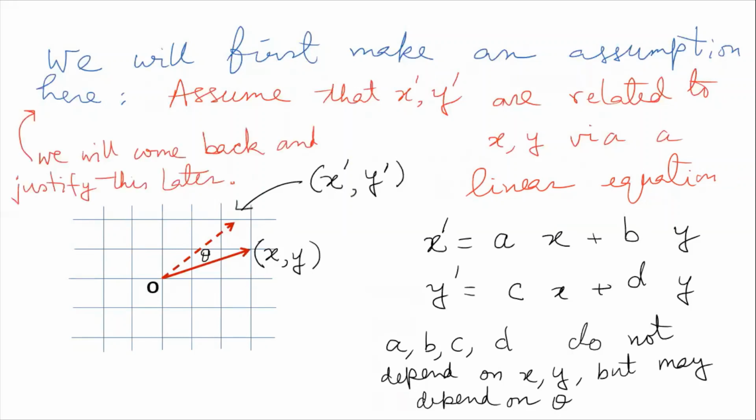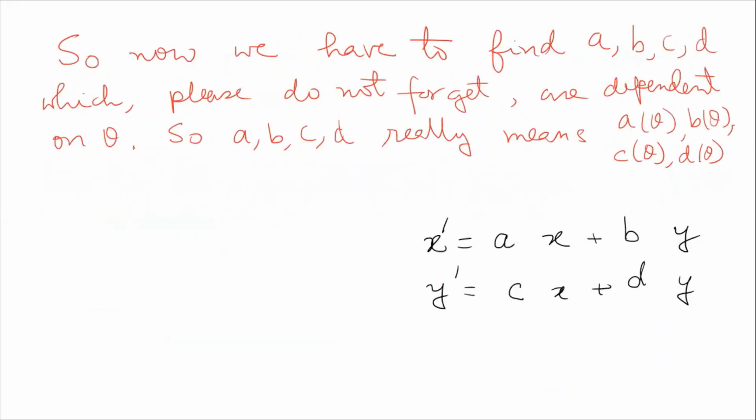So we'll come back later if we have time and justify this assumption that we made here. It's a very important justification and a very natural one too. Okay, so now we have to find these a, b, c, d, and please do not forget that they depend on the angle theta. Depending on how much you are rotating it by, your a, b, c, d values will be different. So we have these equations: x prime equal to ax plus by and y prime equal to cx plus dy.